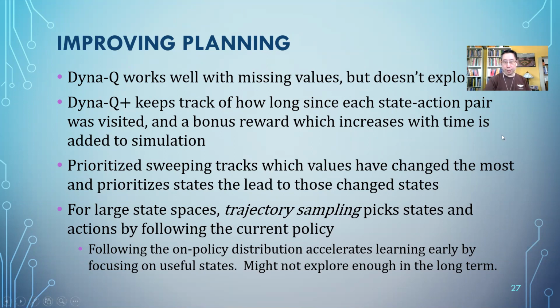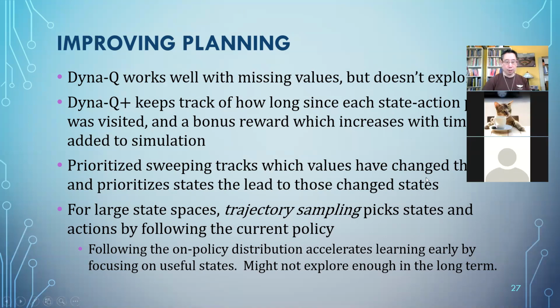We good? Any questions? Are prioritized sweeping and trajectory sampling mutually exclusive, or can you do both of those at the same time?